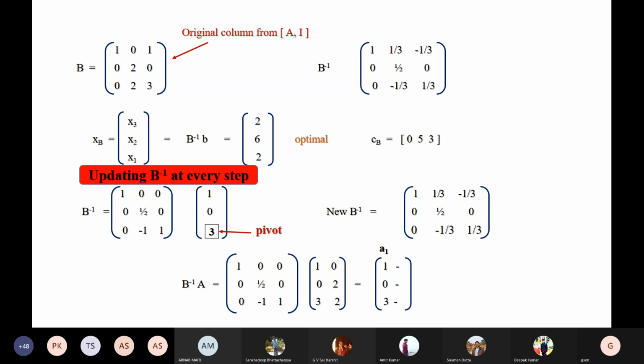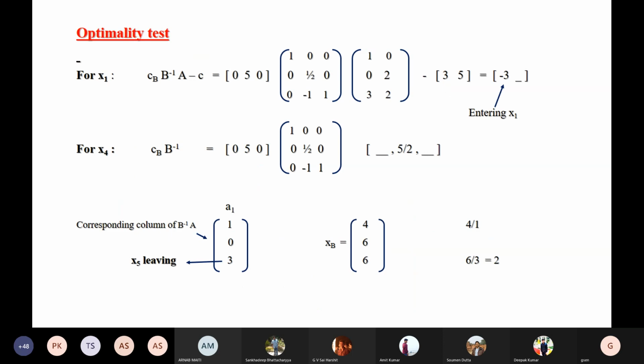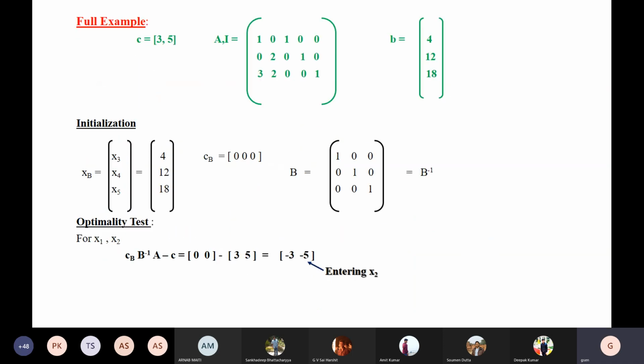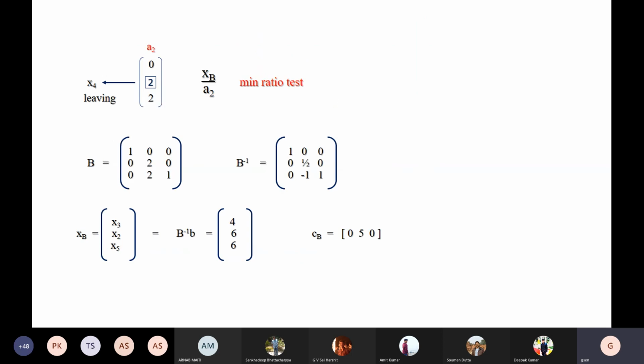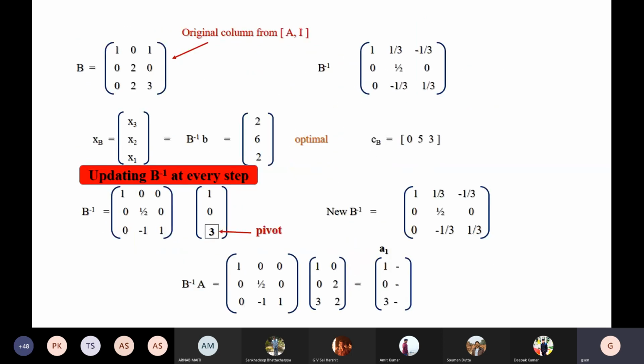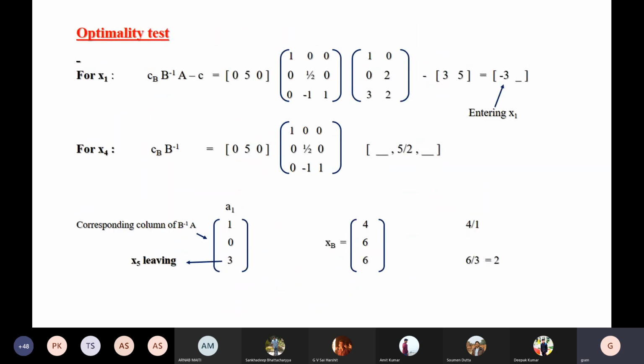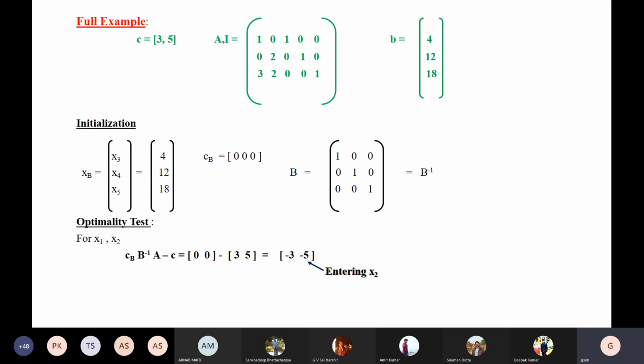Okay. So now you do this entire thing which I have done, starting from this initial solution to the final optimal solution, by using this shortcut method of obtaining B inverse from the old B inverse, and see whether you are getting the same solution or not. Okay, so you do this at home.